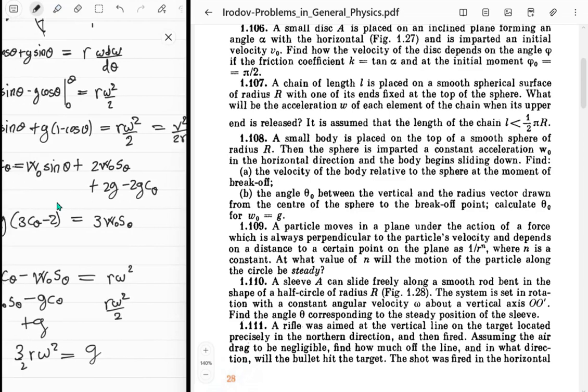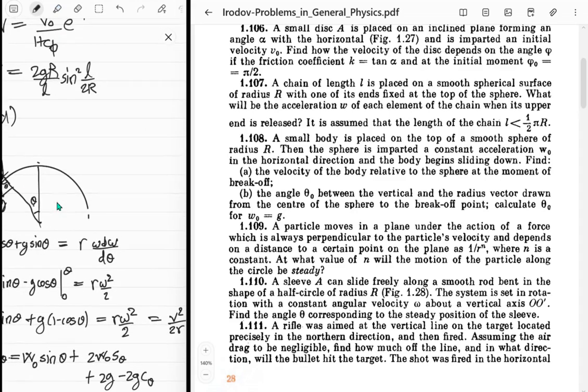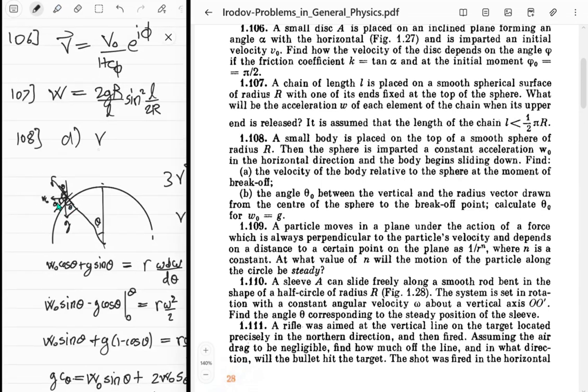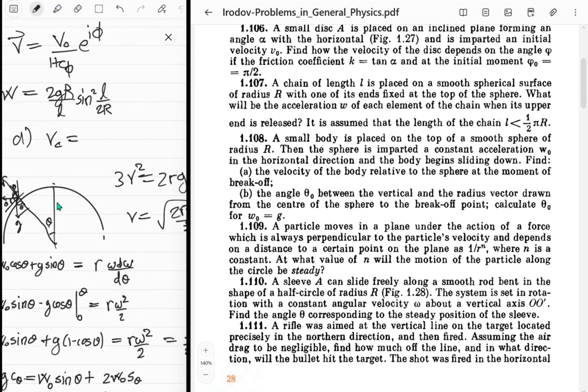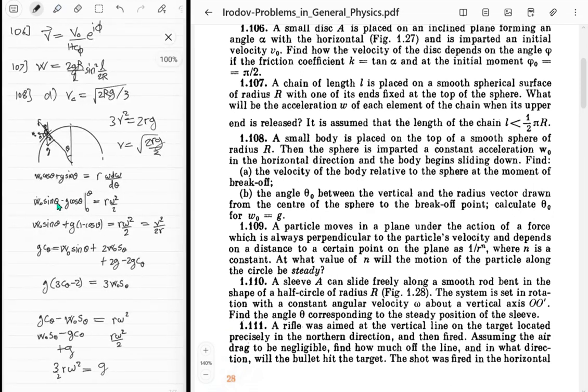So yeah, right, it's just V squared upon R and everything. In this case, it just gives us 3V squared is equal to 2RG. That means V is equal to the square root of 2RG upon 3. So A, the velocity of break-off, will be the square root of 2RG upon 3. Okay, that's fine.